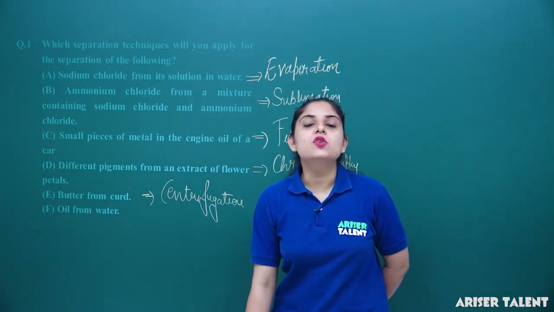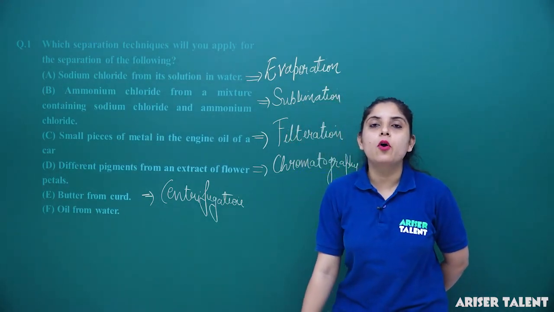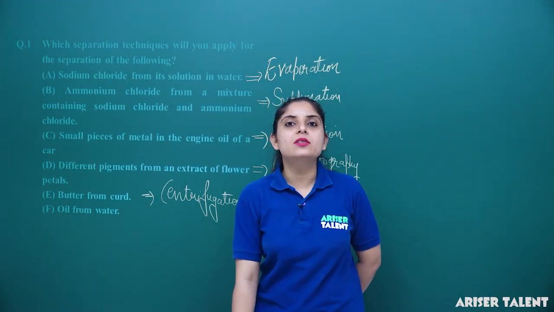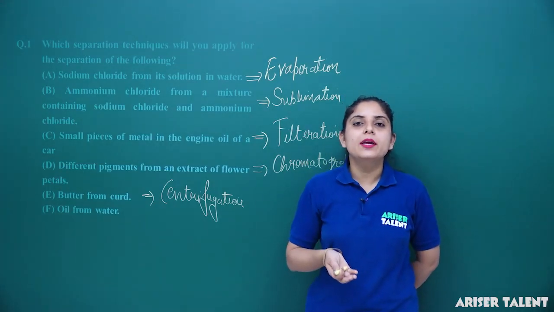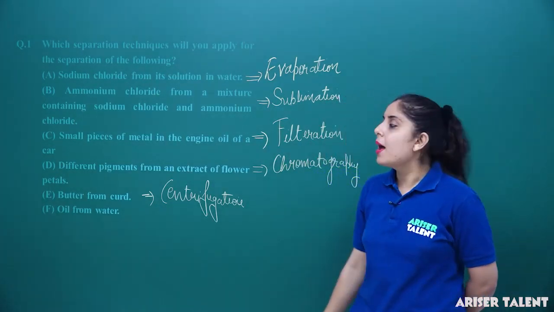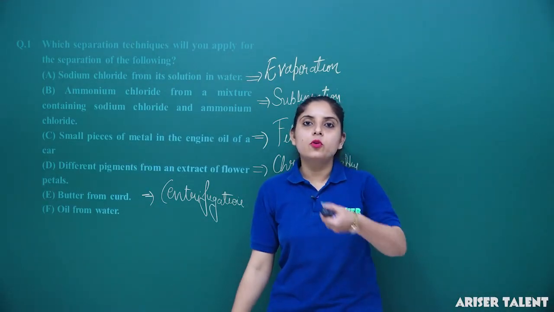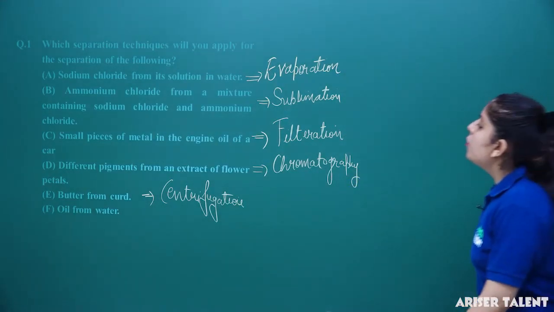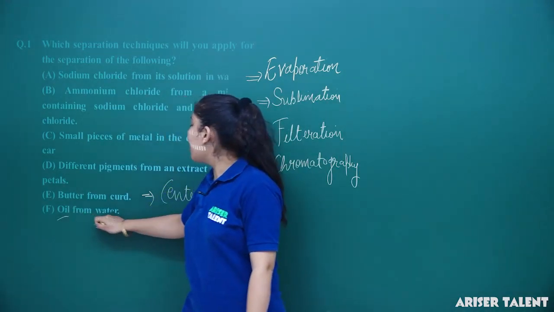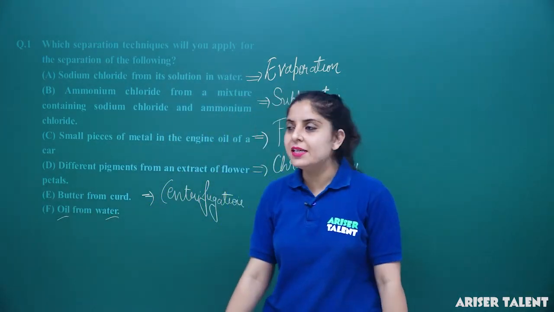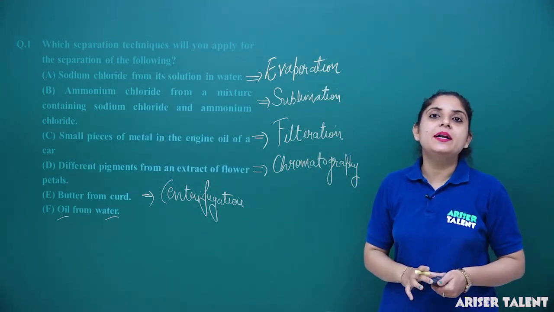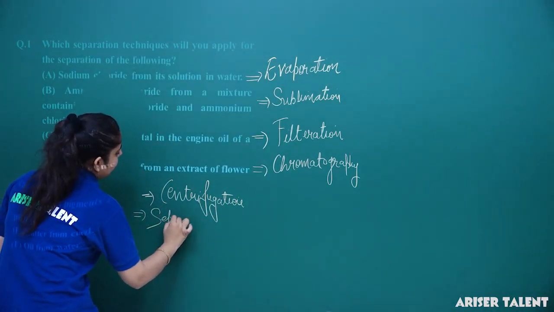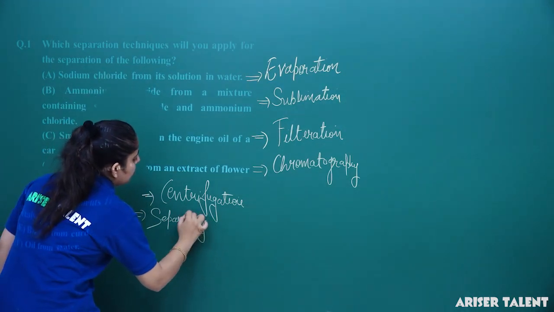Now the next one is oil from water. If you want to separate oil from water, what you have to do? You have to perform sedimentation. Sedimentation is a process in which the heavier particles settle at the bottom and the lighter particles float on the surface. So for separating the oil from water, you know that both have different densities. So which method will we adopt? We will use the separating funnel for separating oil from water. So it will be the separating funnel.